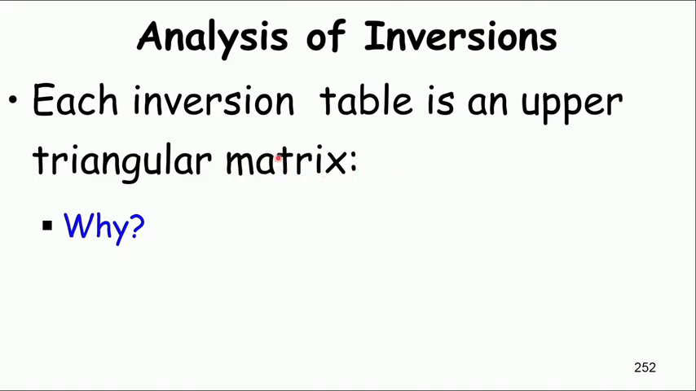If we look at the tables that we developed, they are always in the form of an upper triangular matrix. So, all the values are in the upper triangle. Why is it so? Can you think of any reason?